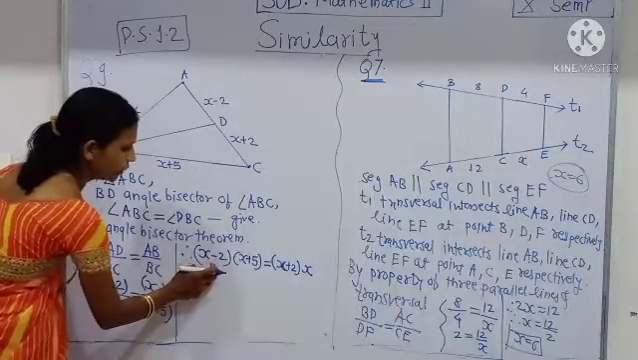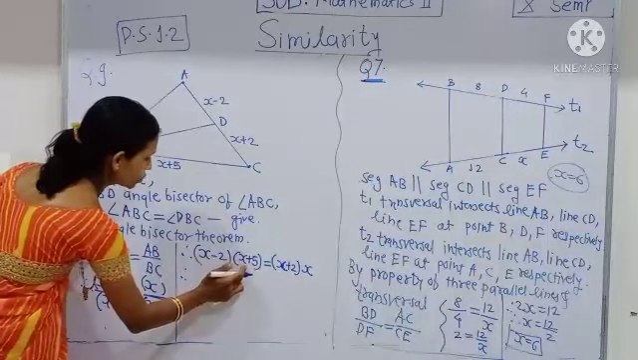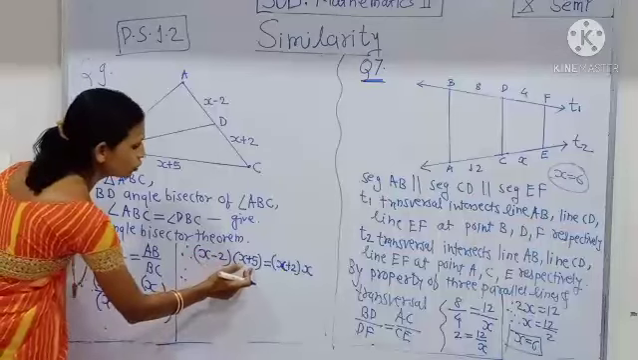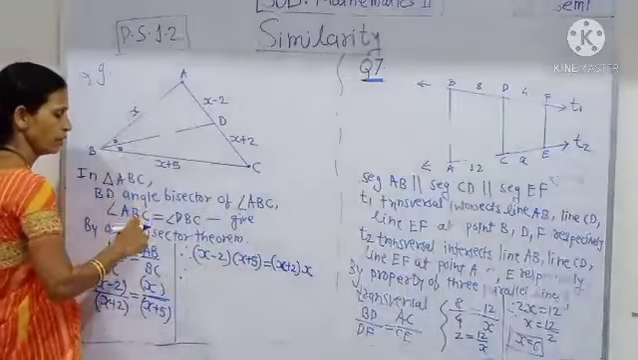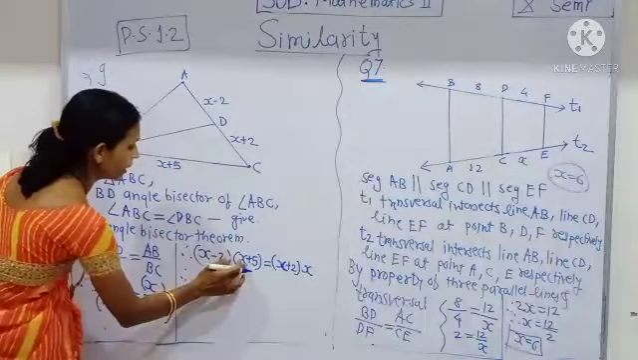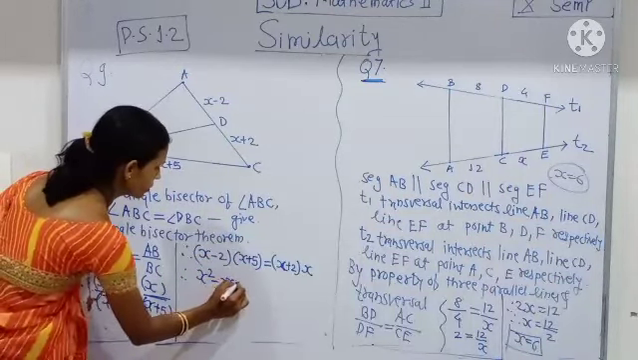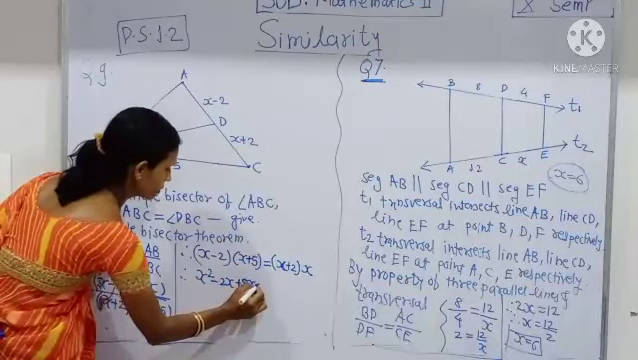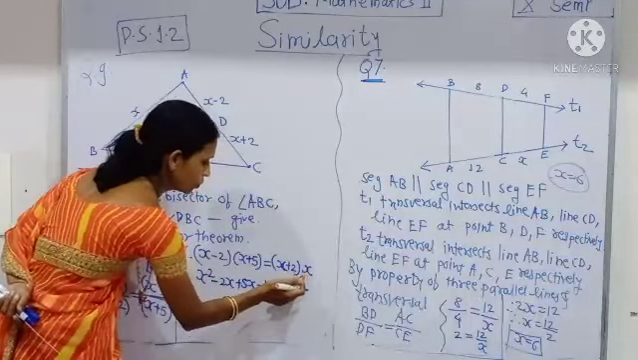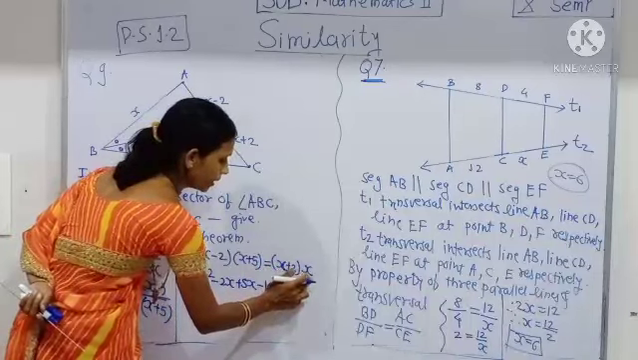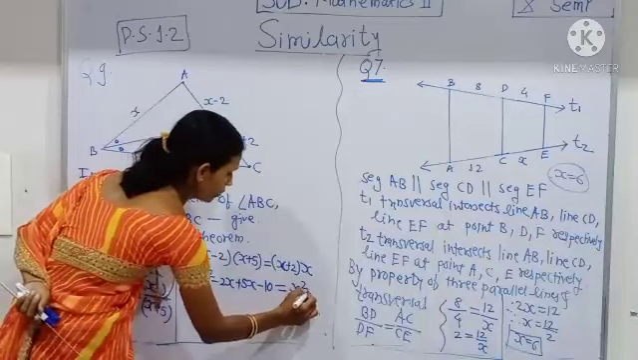Therefore solving this equation, see here, x minus 2 into x plus 5, that is binomial into binomial. We have already solved these type of examples in previous standard. Therefore we can write directly, that is x square minus 2x plus 5x minus 5 into 2, that is 10, is equals to, here binomial by monomial, that is x into x plus 2, that is x square plus 2x.